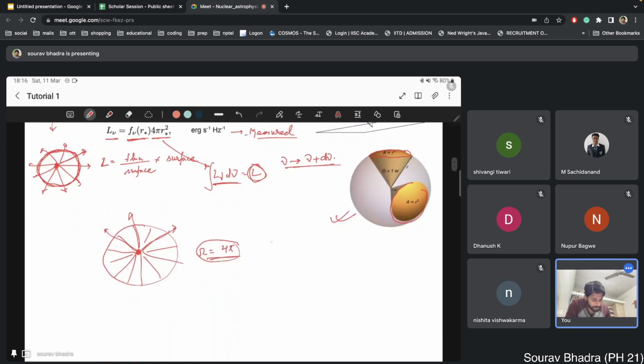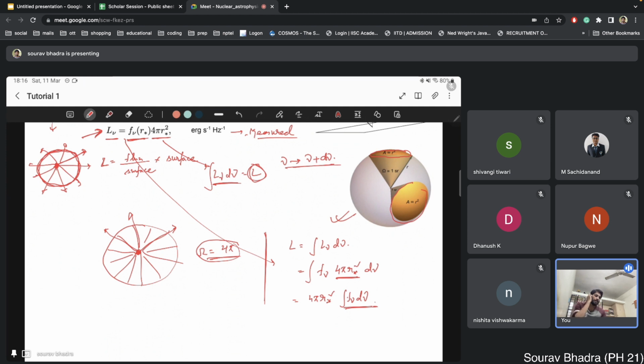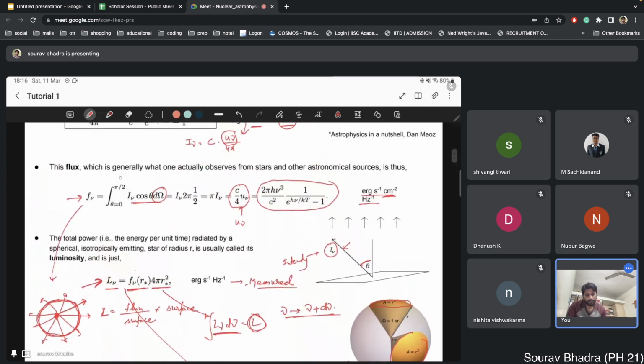Now we will calculate. So L, as I told you, is the integral of L nu d nu, and for this L nu I write F nu 4 pi r star square d nu. Now that 4 pi r star square is the surface area of the sphere, so it will come out of the integral, and it will be 4 pi r star square times the integral of F nu d nu. So this F nu d nu is the flux per unit area.